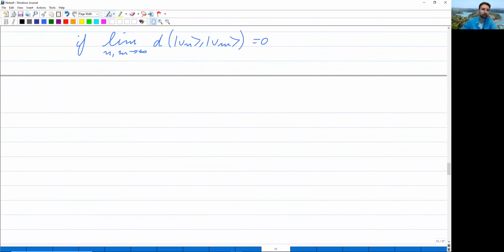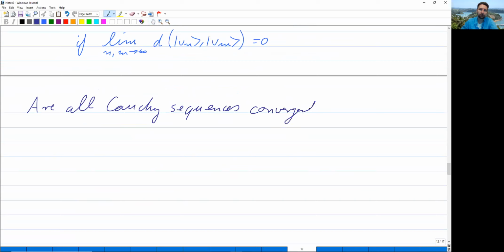So let's ask, are all Cauchy sequences convergent? The answer is no. It depends on the space H. For some spaces H, it is true, for some it's not.